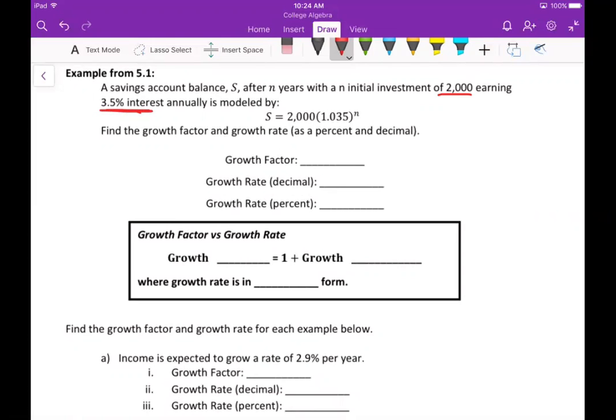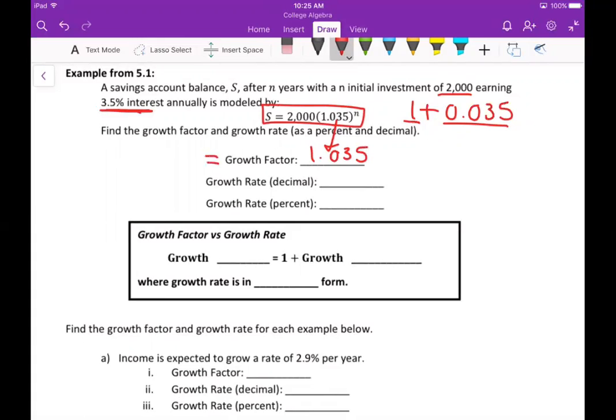So if you remember back to this example, we ended with the function listed right here. And we got that function by saying, okay, we had to take 1 plus that interest rate, which was in decimal form, at 1 plus 0.035. We kept that original amount and kept adding that 3.5% interest rate to it. And that's exactly how growth factors are related to growth rates. So the growth factor is what you see in your equation. The growth factor here is 1.035.